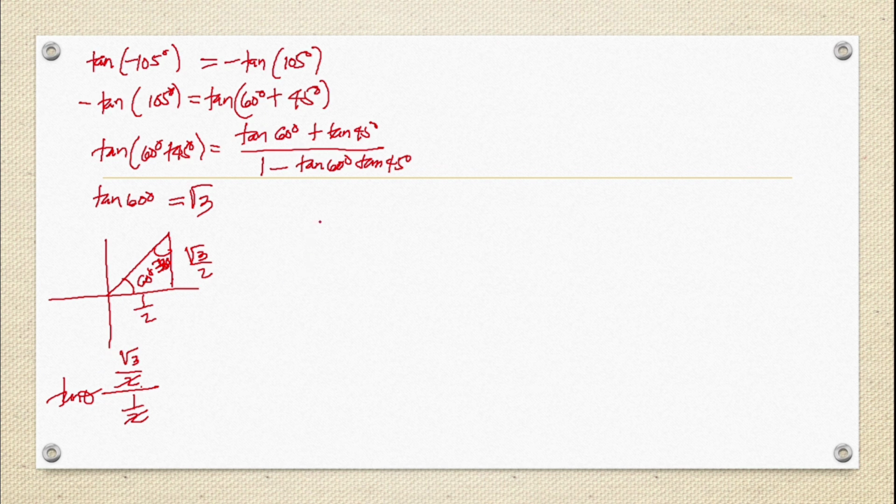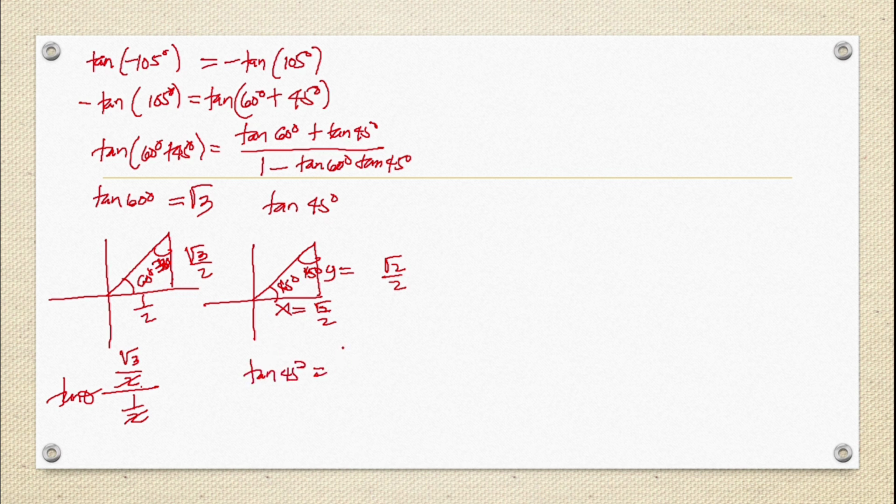Next, we need tangent 45 degrees. Understood that the triangle is like this. We derived a while ago that x and y, for 45 degrees, are the square root of 2 over 2 and the square root of 2 over 2. So tangent 45 degrees is equal to the square root of 2 over 2 over the square root of 2 over 2. Now 2 over 2 and 2 over 2, so cancel this one, cancel, and cancel. That is equal to 1. So tangent 45 degrees is equal to 1.